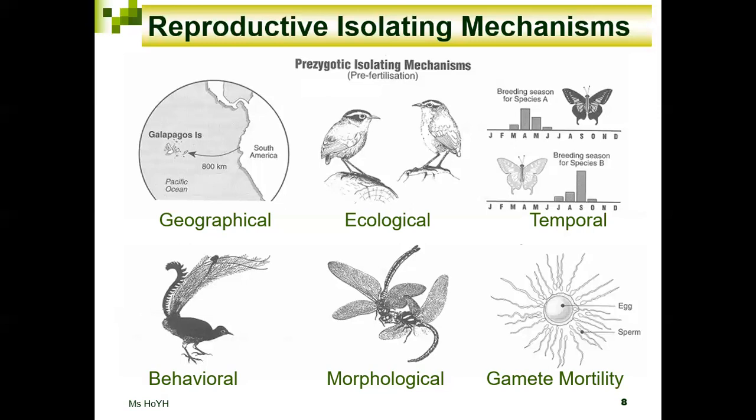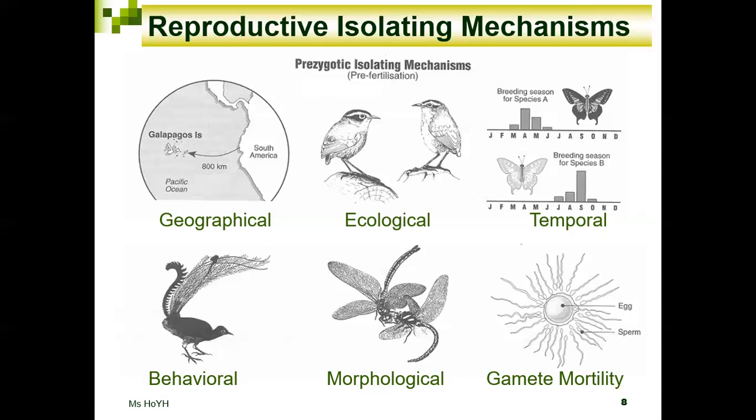Morphological means when the male and female mate, their reproductive organs must be compatible, like the lock and key hypothesis. Understand? Okay, so this is called morphological. If not the same, then cannot. Gamete mortality means, okay, maybe mating occurred already. They call it copulation. You know copulation, right? When the male and female organs are together, it's called copulation.